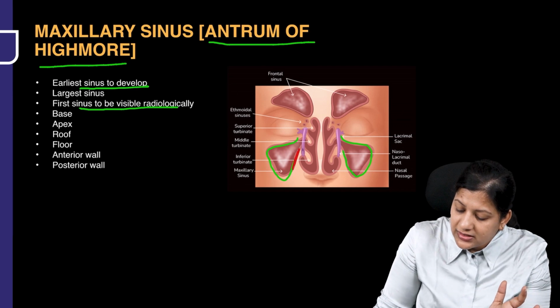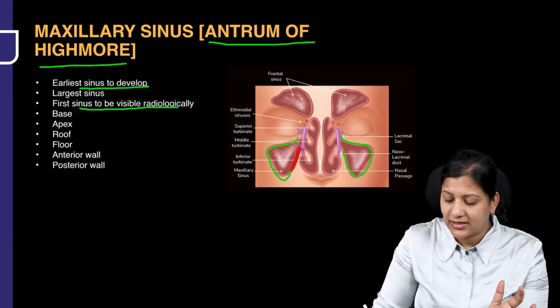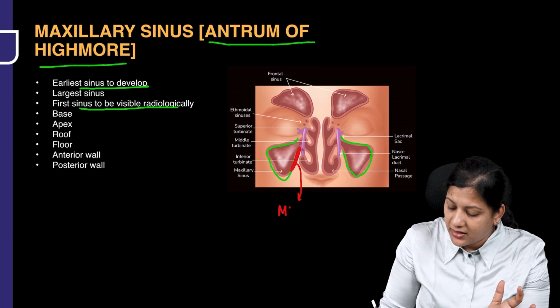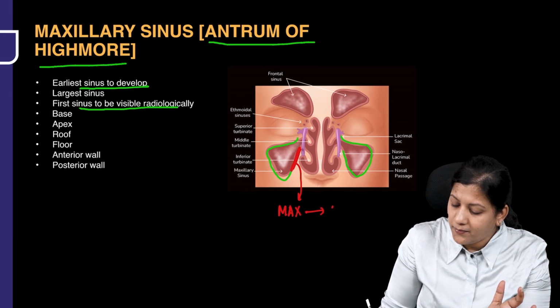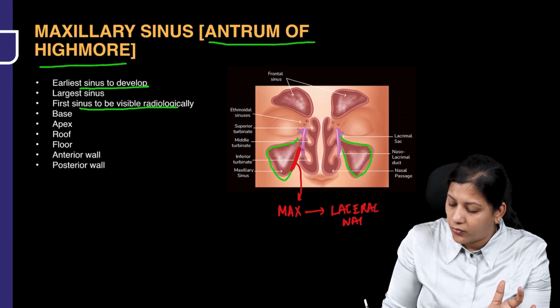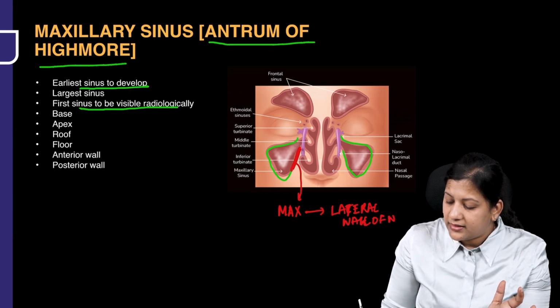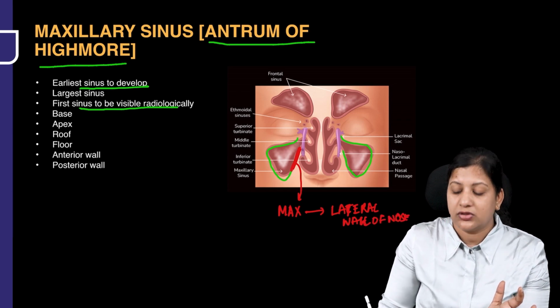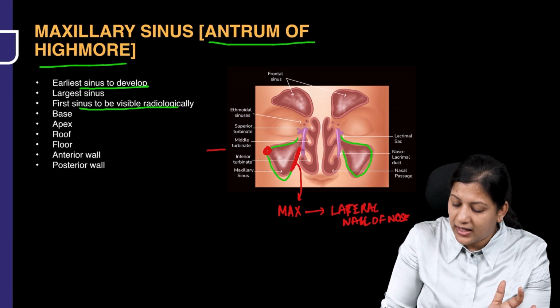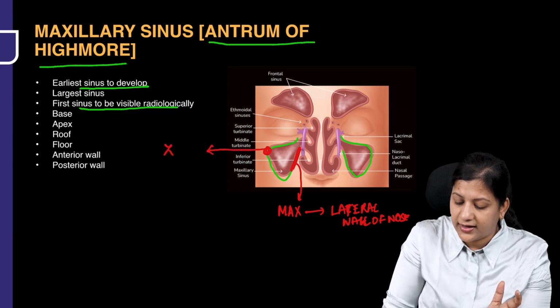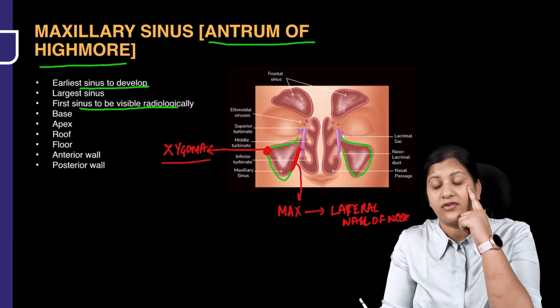So if you see, this is the base of the maxillary sinus. This base is separating the maxillary sinus from the lateral wall of the nose. Then you have the apex. So this is your region of apex. The apex is at the level of zygoma.